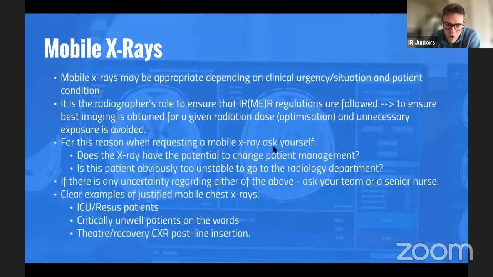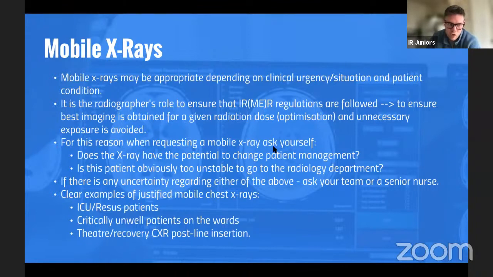So if you are requesting a mobile x-ray, do ask yourself if this needs to be done now, and if it's going to change patient management. If the answer to that question is yes, then absolutely go ahead. Ask yourself, is this patient clearly too unstable to go down, or could they go down with a nurse escort to the radiology department to have their x-ray done, for example?